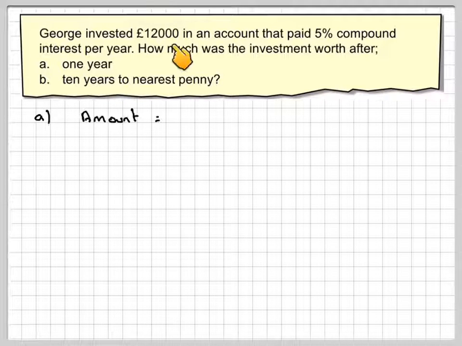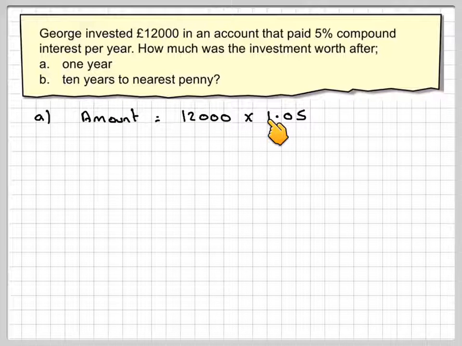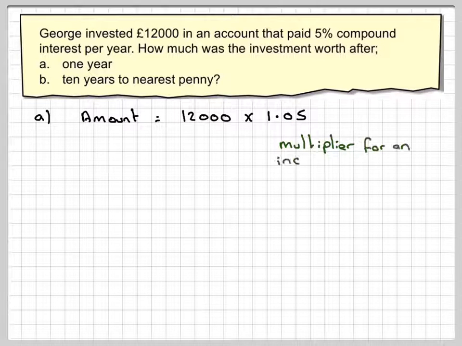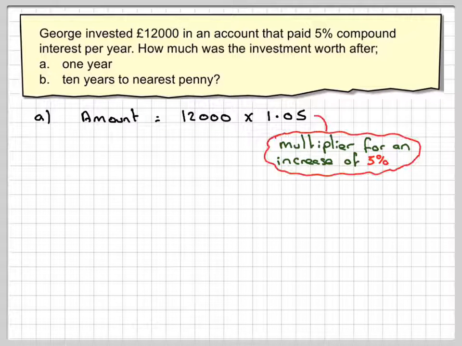Okay, so what we've got here, first of all, is a percentage increase of 5%. So the multiplier for increasing anything by 5% is 1.05. The 1 is 100%, because you get 100% of it, and the 0.5 gives you the 5%, so that gives you 105%. So that is the multiplier for an increase of 5%.